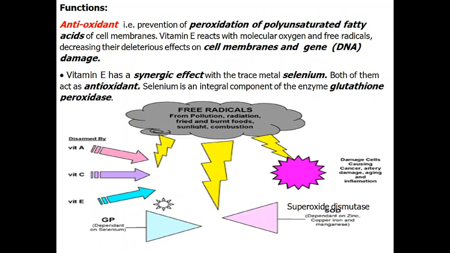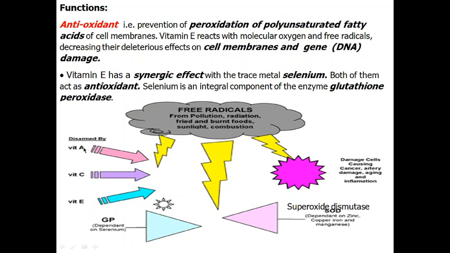Vitamin E protects against the process of peroxidation by acting as an antioxidant, and it removes the deleterious effects of free radicals. The free radicals that can arise in our body can come from pollution, radiation, fried and burned foods, sunlight, or combustion. We have a group of vitamins and enzymes that act as antioxidants.